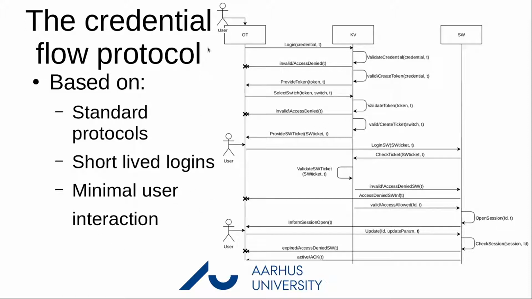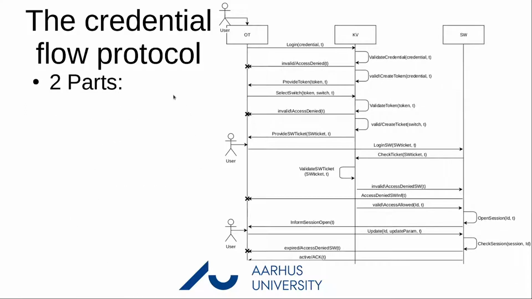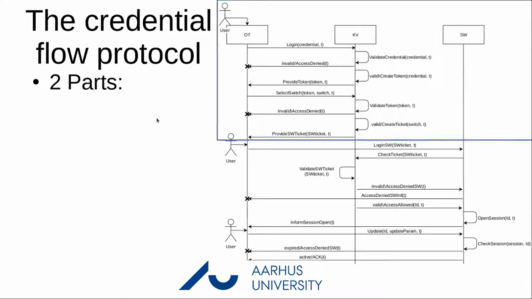So we can see here that we have 3 times user input: initially logging in, then trying to log into the switch, and then of course updating some kind of parameters on the switch. The parameters here are abstract, as it could be anything really that could be updated on the switch. And we have our 3 components here: the operating terminal, the key vault, and the switch. Let's get into a bit more detail here. So there are 2 parts to this.